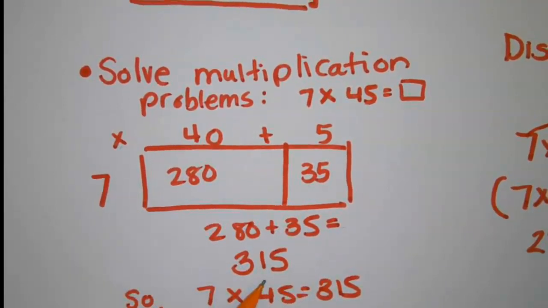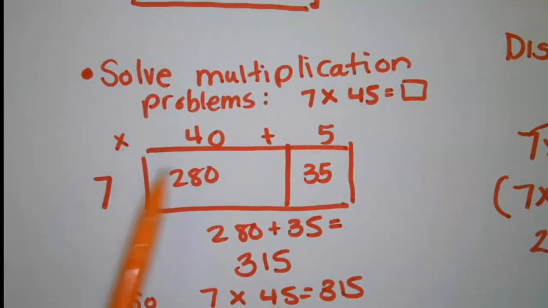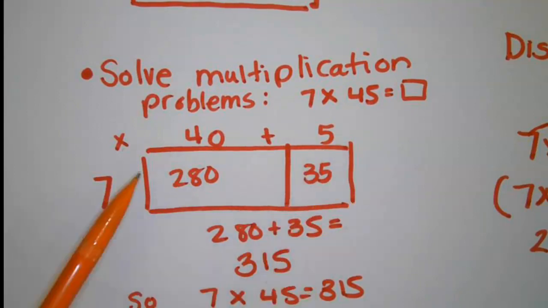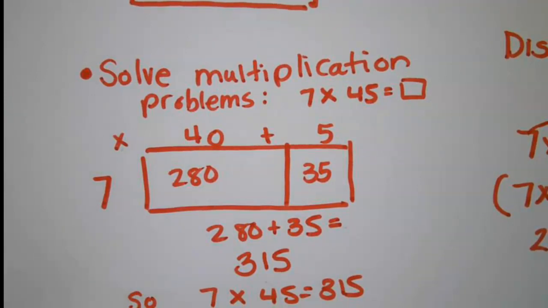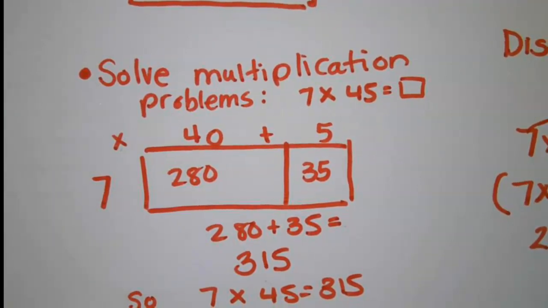So we could find that answer, and this inside part is sort of like finding the area. This is the length, and that is the width. So we call it the area model to solve that multiplication problem. So that's what we mean by the area model.